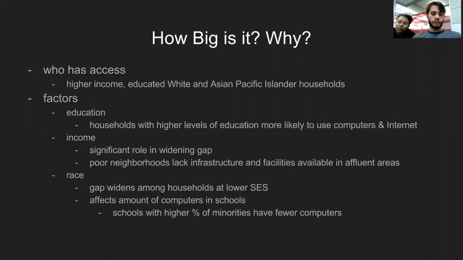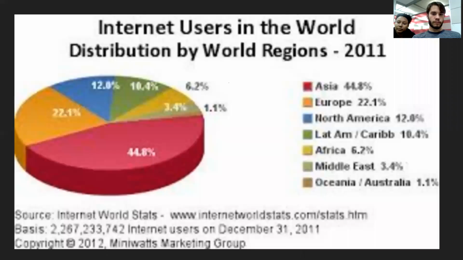And the factor of income plays a significant role in the widening digital divide, whereas poor neighborhoods lack the infrastructure and facilities that are available in affluent areas for broadband access. And race is definitely an issue in which the gap widens among households at lower socioeconomic levels, and especially affects the amount of computers in schools. One study found that schools with a higher percentage of minority students have fewer computers, and vice versa. Schools with lower numbers of minorities had more computers.